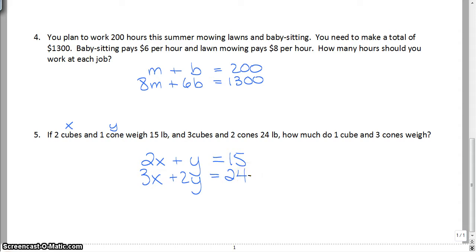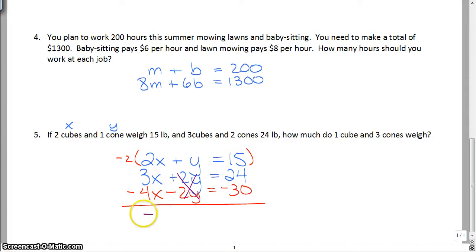So now we've got to figure out how much 1 cube and 3 cones weigh. This one's a little bit different, so we'll actually step through one for you in this video. First thing you need to do is obviously solve. Now you can pick substitution or elimination. It doesn't matter which one you like. So I'm going to multiply the top by -2 and get -4x minus 2y is equal to -30. And that's going to cancel my y's for me. I will have -x is equal to -6, so x equals 6.